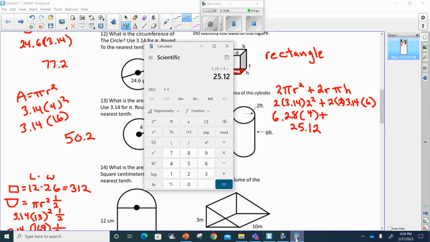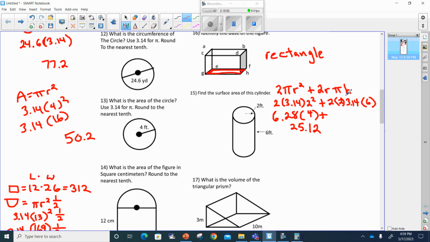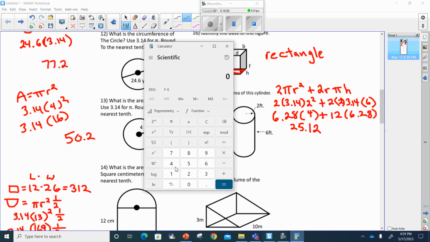Double check that. Yeah. Now let's solve this other side. I know that 2 times 6, I'll take these 2 over here. 2 times 6, that's 12. And then 2 times 3.14, again, that's 6.28. Now I have 12 times 6.28. And that's going to equal 7536.